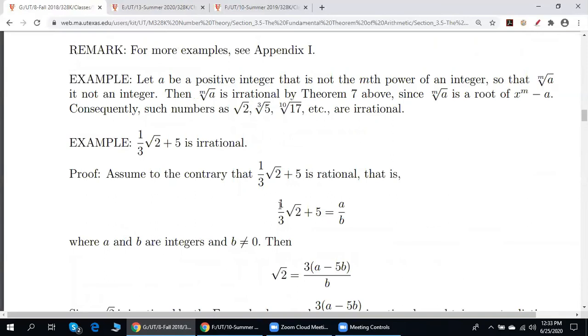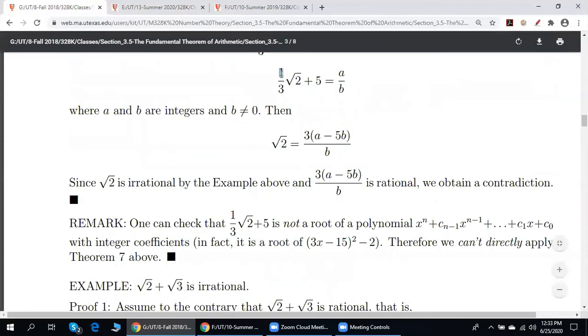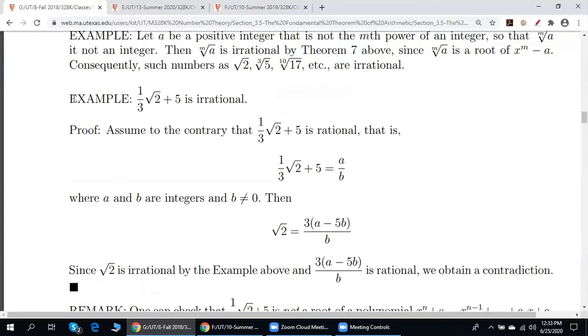Assume to the contrary that it is rational. Let us rewrite this as this. Well, in order to rewrite this as this, multiply first both sides by 3, move 5 to the right, and modify a little bit the fraction. You'll get this. Note that square root of 2 is irrational. This is a rational number. We got a contradiction.